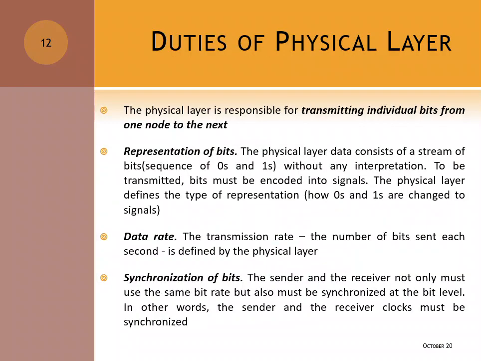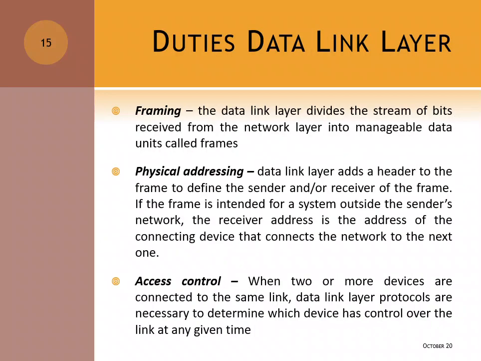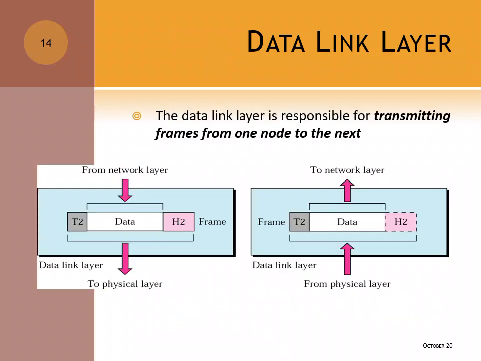Okay, one of the keywords of physical layer is transmitting individual bits from one node to the next. Bila jumpa perkataan one node, node adalah satu term yang digunakan untuk physical layer. Okay, you can compare when we talk about data link layer. The data link layer is responsible for transmitting frames from one node to the next. For data link layer, the keyword is frames.